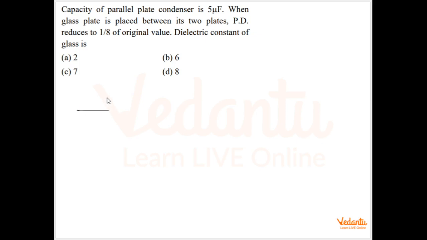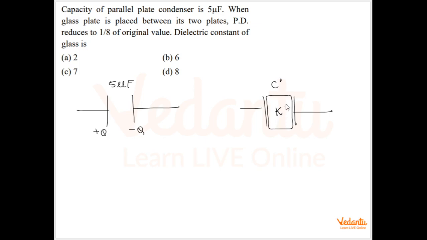So in this case, imagine initially this is the situation. The capacitance is 5 microfarad and the charge is plus Q and minus Q. Now what happens is that we are introducing a glass plate in between. Let's say that glass plate has a dielectric constant K. So C dash, the new capacitance, will be K into 5 microfarads.